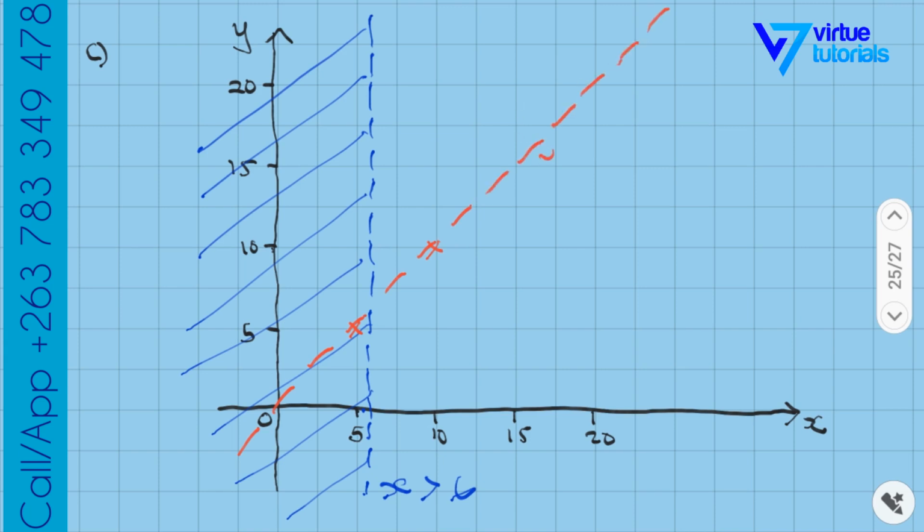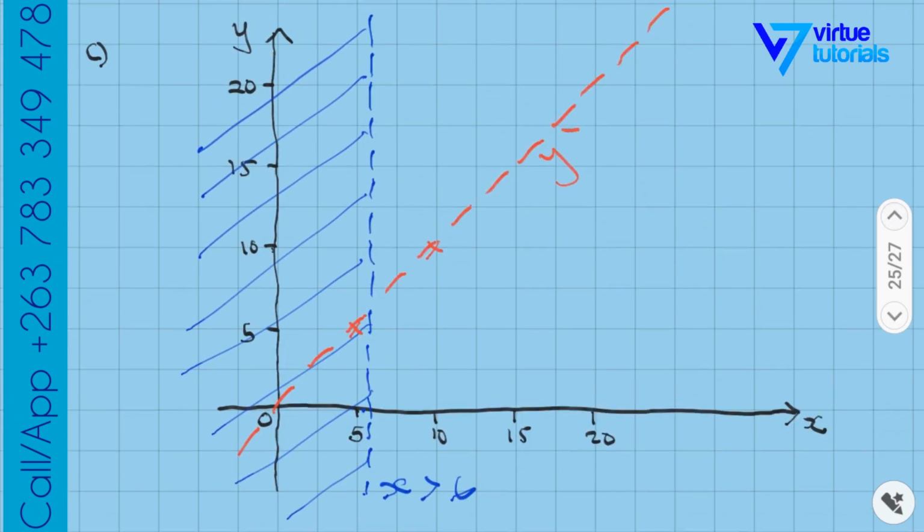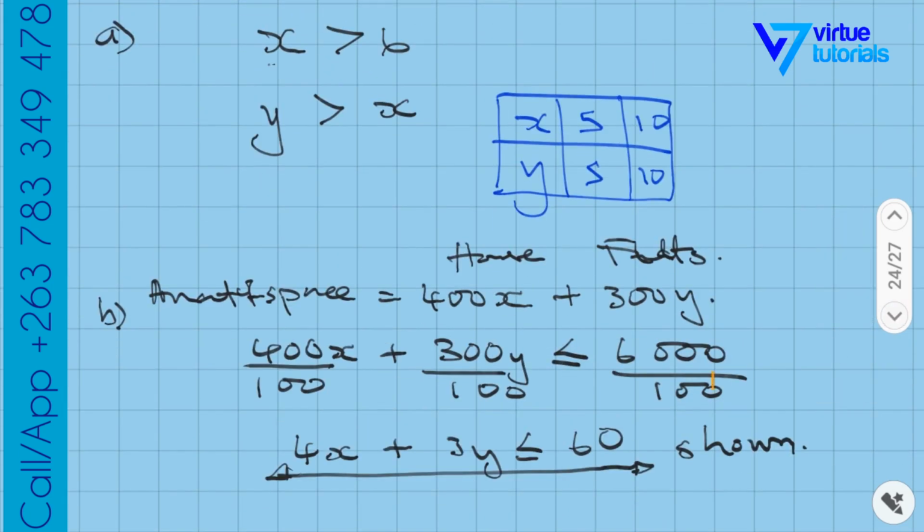So this is y is what? Is greater than x. So y is greater than x. So I want what is above, I shade what is below that line. The last thing is drawing this one now. 4x plus 3y is less than or equal to 60, right?